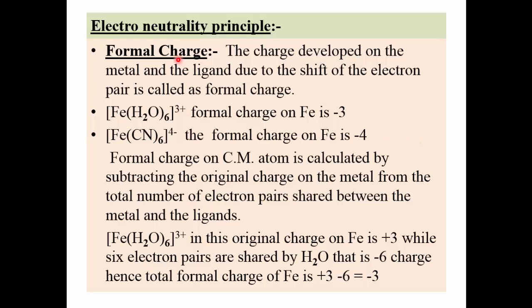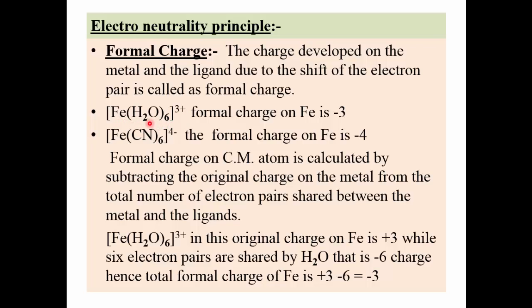Before that, we must know what is formal charge. The charge developed on the metal and the ligand due to the shift of the electron pair is called formal charge. Let us discuss with the help of an example. Consider this complex, [Fe(H2O)6]3+, hexaaquairon complex. We know that water molecules are neutral molecules, no charge. The 3+ charge on the square bracket is from iron.